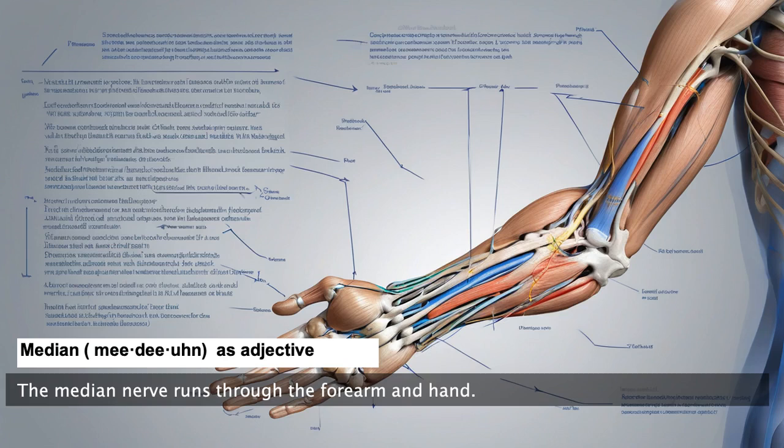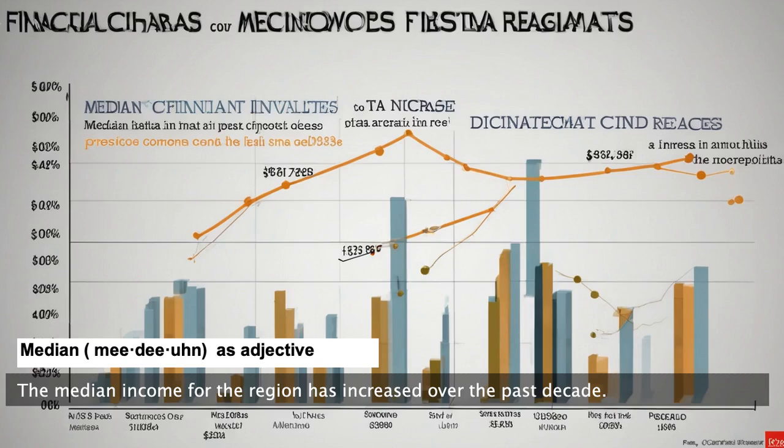The median nerve runs through the forearm and hand. The median income for the region has increased over the past decade.